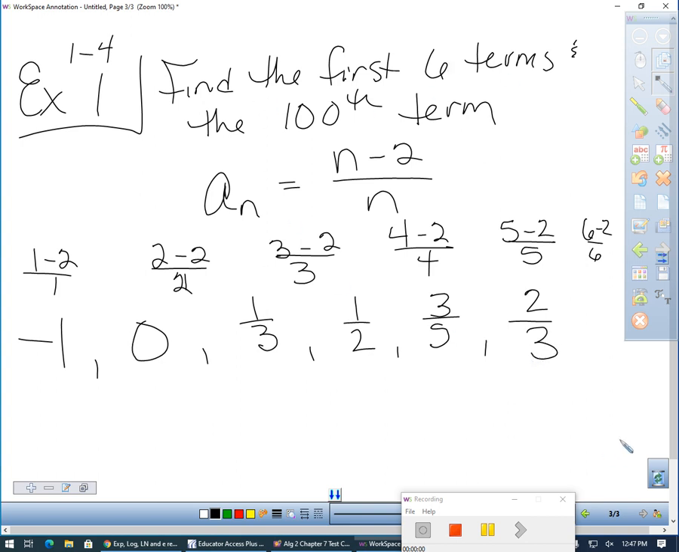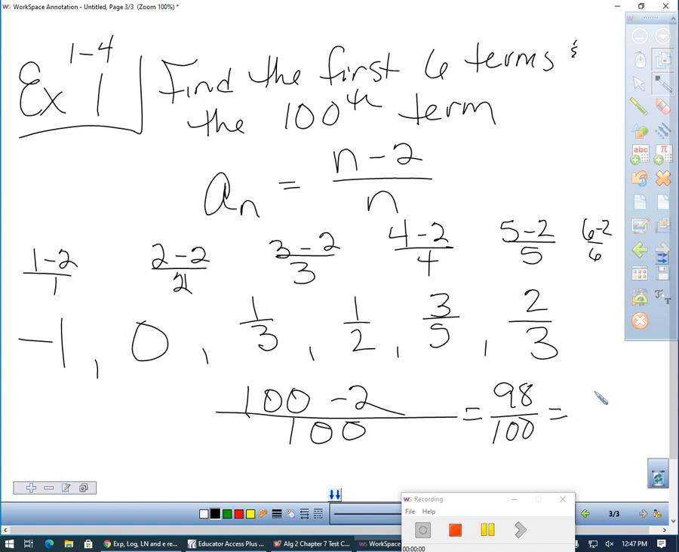Then I want to know the 100th term. Well, how did I figure that out? Plug in 100. So we have 100 minus 2 over 100. So 98 over 100, which reduces to 49 over 50. Alright, so that's all you're doing for the first couple. They give you the formula like I did up there, and you're just plugging in 1 through 6 and 100, and that's it. Okay?